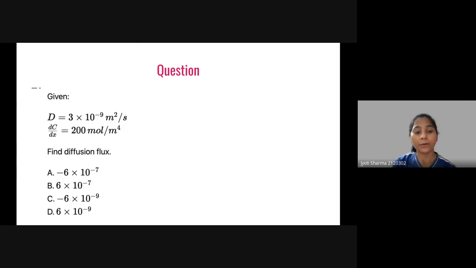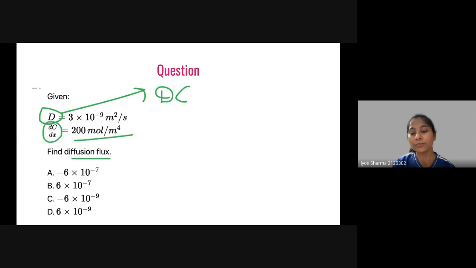Okay, now coming to the next question. This D is your diffusion coefficient. This is your concentration gradient, and you need to calculate the diffusion flux. This diffusion flux is nothing but JA. So what is the JA? If you know the formula of diffusion flux, then this is very easy to calculate. And here we will have just one right answer, right? Because it is numerical and only one answer will be right.